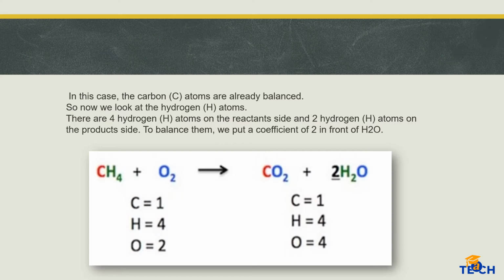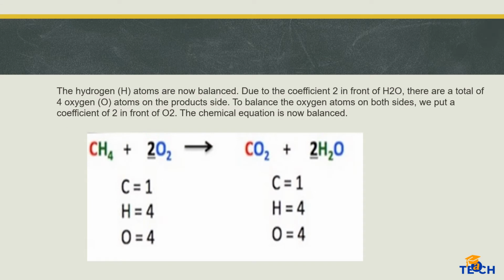So now we look at the hydrogen. There are 4 hydrogen atoms on the reactant side and 2 hydrogen atoms on the product side. To balance them, we put a coefficient of 2 in front of H2O. The hydrogen atoms are now balanced. Due to the coefficient 2 in front of H2O, there are a total of 4 oxygen atoms on the product side. To balance the oxygen atoms on both sides, we put a coefficient of 2 in front of O2. The chemical equation is now balanced.